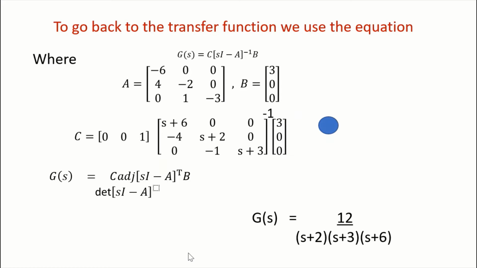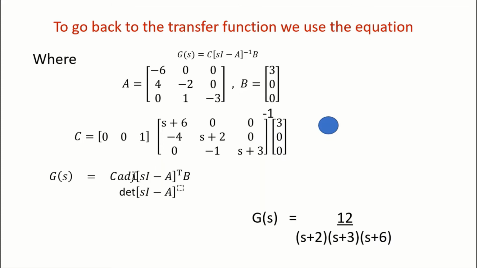In this particular case, we have to work out the adjoint, because the actual transfer function is C into the adjoint of (sI minus A) times B, divided by the determinant of (sI minus A). So the first thing we could do is work out the determinant. Because it's got a nought there and a nought there and a nought here, the determinant is just that times that times that. So it's (s plus 2)(s plus 3)(s plus 6). That's the bottom line, our determinant.